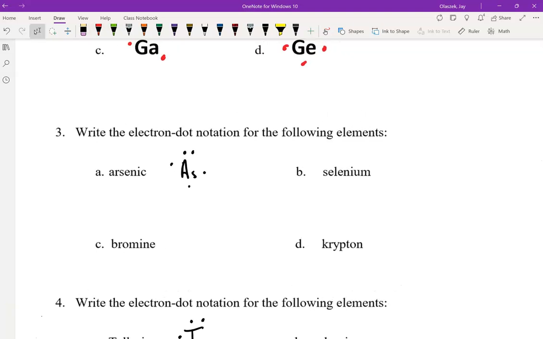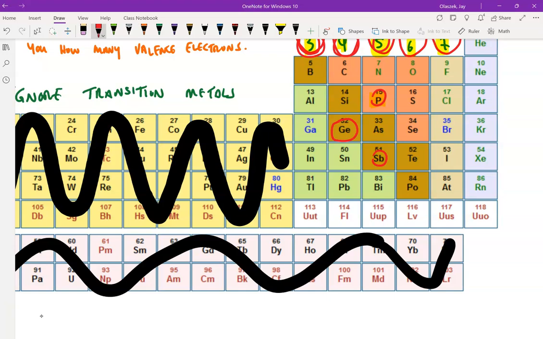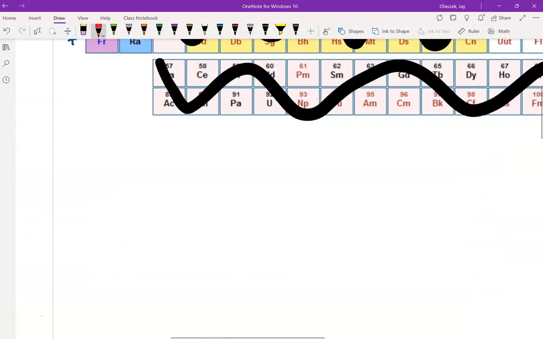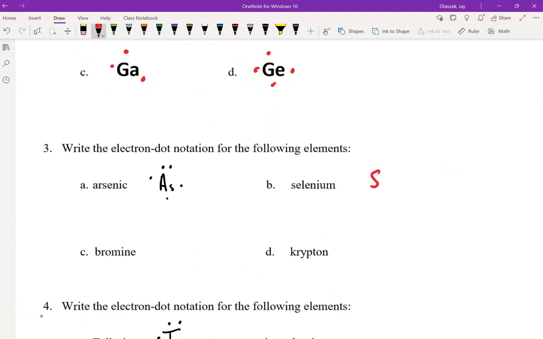Keep the ball rolling. Here is arsenic with 5 electrons because it's in column 5. Let's look up selenium. We'll see selenium is right here. Selenium is in the same column as oxygen and sulfur. It has 6 electrons. Where are we going to put them? I'm going to write selenium's atomic symbol, and it has 1, 2, 3, 4, 5, 6, or you want to keep them in order, as some of you like to do. Perfectly fine. 6 valence electrons.